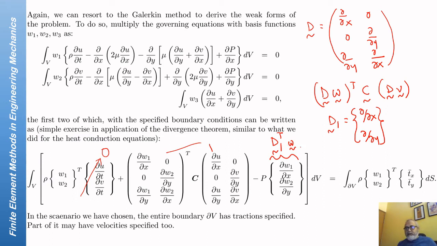There are various ways in which we can now frame the weak form, and one way is to say that w1 we'll call del u, and w2 we'll call del v. So this is d times del u, and this is d1 transpose times del u. Remember, w1, w2 are arbitrary functions, and we can give them any names. So I've changed the name here, nothing else.